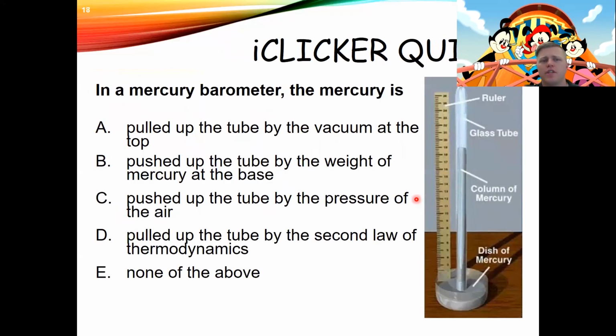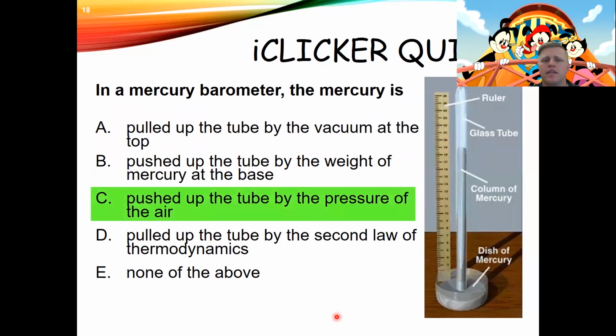We'll finish off with just an iClicker quiz. In a mercury barometer, the mercury is A, pulled up the tube by the vacuum at the top, B, pushed up the tube by the weight of mercury at the base, C, pushed up the tube by the pressure of the air, D, pulled up the tube by the second law of thermodynamics, or E, none of the above. Go ahead and pause the video and try to figure that out. And hopefully you got C. It's pushed up the tube by the pressure of the air.